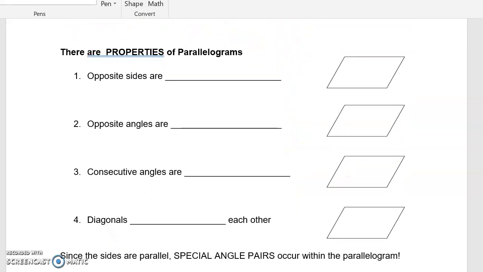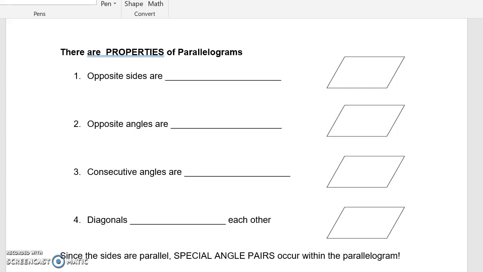Also, we have a bunch of properties that go along with parallelograms, okay? And you're not expected to memorize these. If we do any type of quiz, you will definitely be able to use your notes because I don't expect you to be able to memorize the properties, just to be able to apply them, all right?